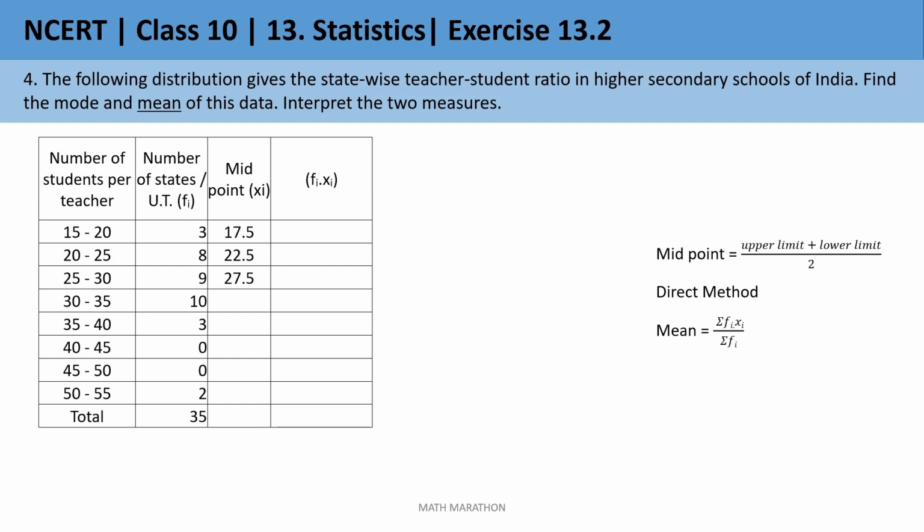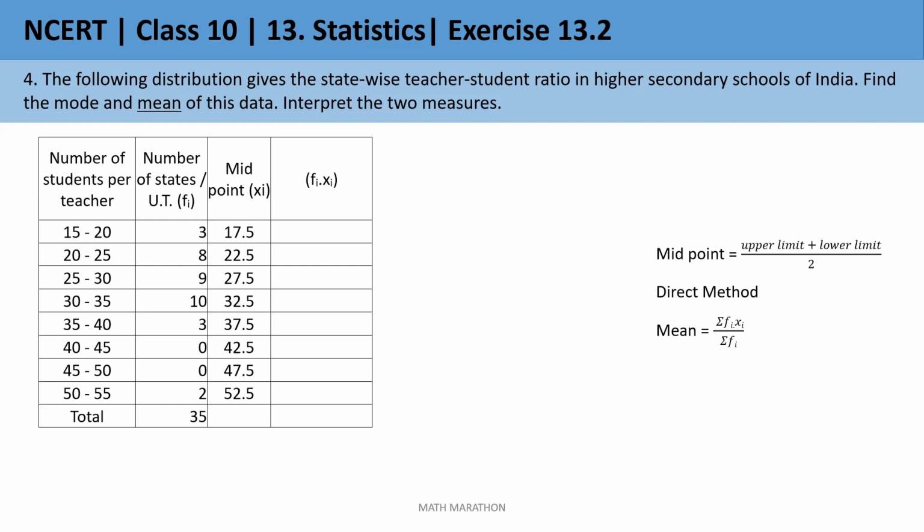30 plus 25 is 55. 55 divided by 2 is 27.5. 35 plus 30 is 65. 65 divided by 2 is 32.5. 40 plus 35 is 75. 75 divided by 2 is 37.5. 45 plus 40 is 85. 85 divided by 2 is 42.5. 50 plus 45 is 95. 95 divided by 2 is 47.5. 55 plus 50 is 105.